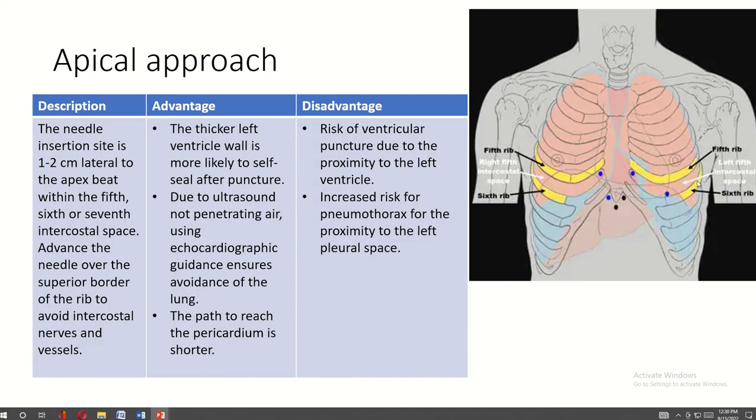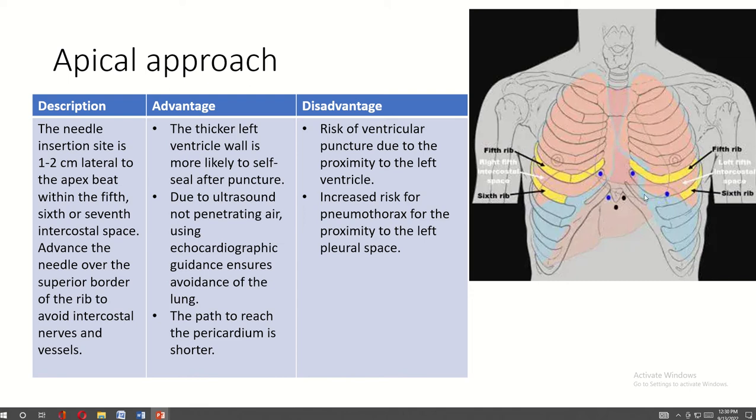The apical approach. A needle is inserted 1 to 2 cm lateral to the apex beat, in the 5th, 6th or 7th intercostal space, through the upper border of a rib. You should avoid the lower border because the intercostal nerve and vessel are related here. And in this approach, you can easily use echocardiographic guidance to insert the needle.